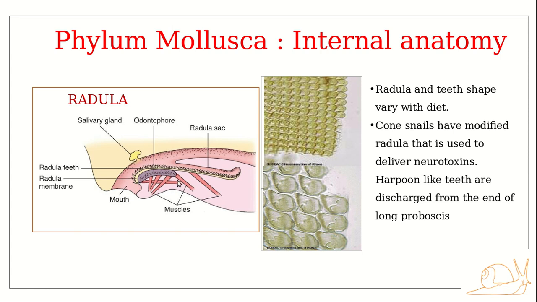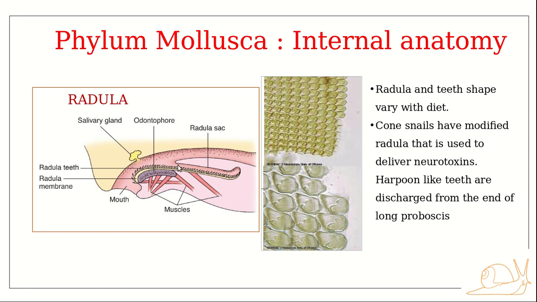They are placed in horizontal rows, and the shape of the radula, the shape of the teeth, varies with the diet the particular mollusk feeds upon, and even the position. According to the position, it may differ. Now the chitinous teeth may get worn out and get replaced continuously. As already mentioned, it is usually used as a rasping organ. It's a very important character of mollusks.